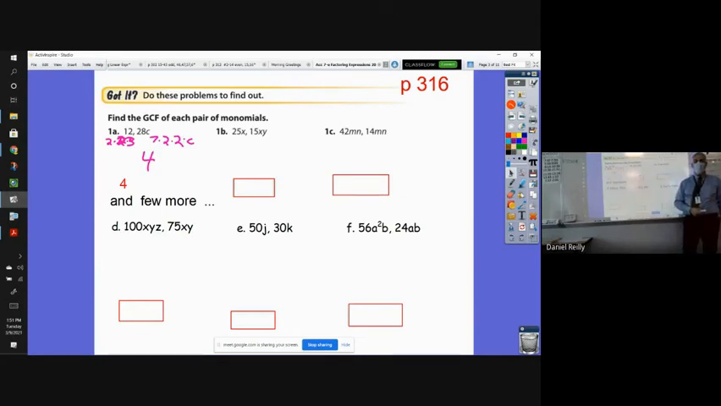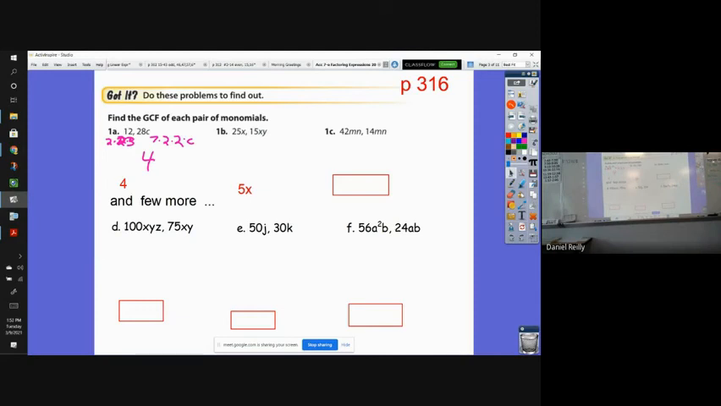For the next one, I think it's like 5x, right? What goes into 25 and 15? The biggest number that goes into 25 and 15 is 5. And they both have x in them, so x is a common factor. So the answer is 5x.